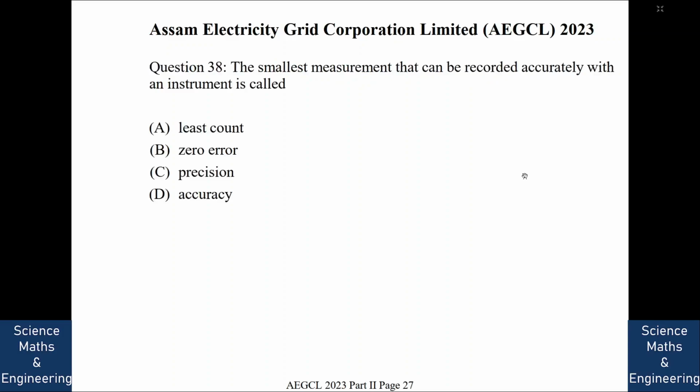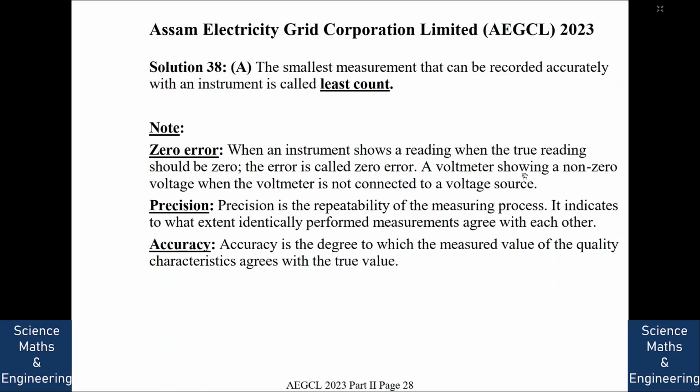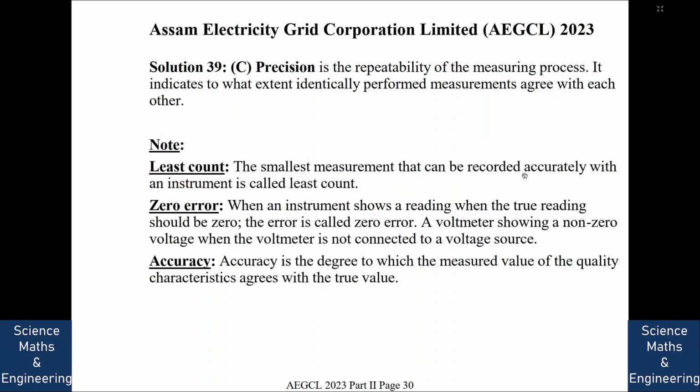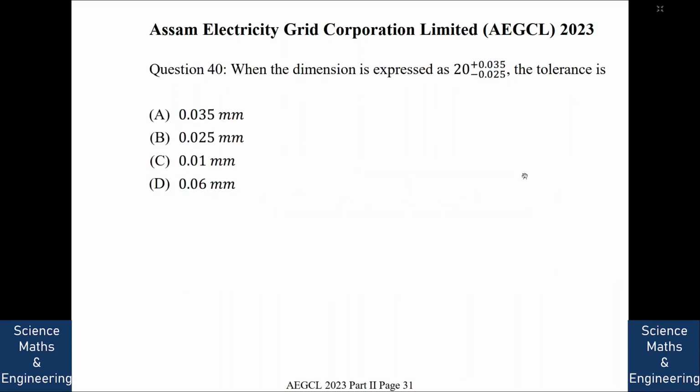The smallest measurement that can be recorded accurately with an instrument is called least count. Take a note of all the other options in the question. So we'll go to the next question. The degree of repetitiveness is known as precision. Again, these are the same options that were there in the previous question. However, I have repeated them so you can go through it. So we'll go to the next question.